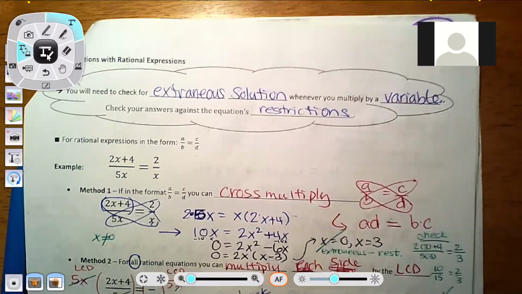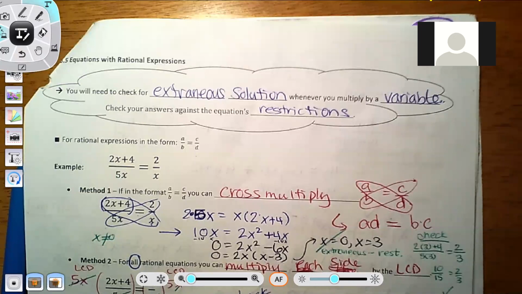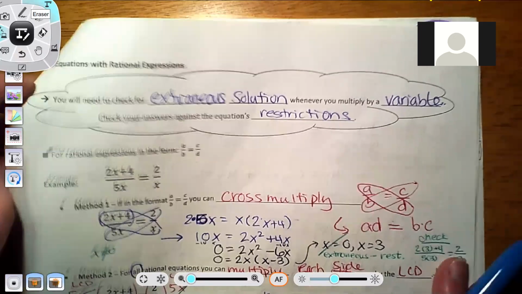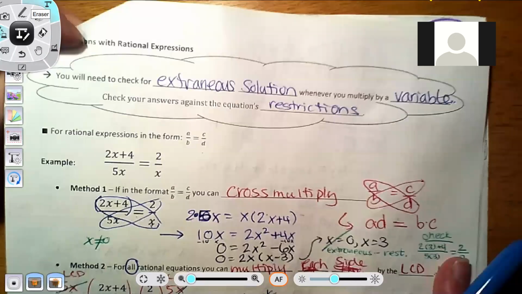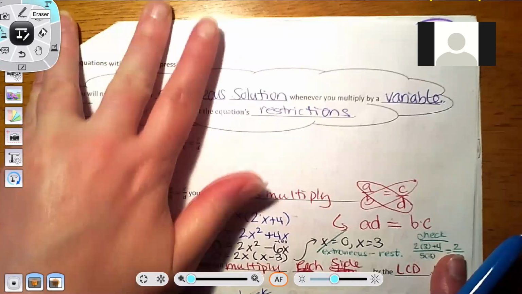All right, so this one is section 6.5, equations with rational expressions.